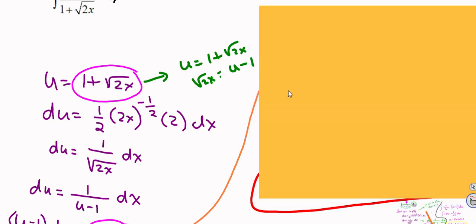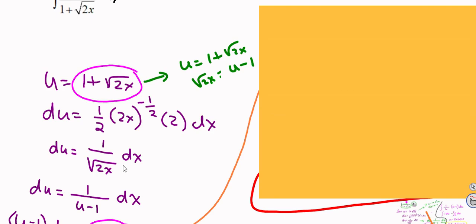So we're going to go back here, and we're going to say, well, 1 plus square root of 2x is equal to u, right? So we can isolate square root of 2x by subtracting the 1 from the u. So it is going to look different. We've never done this before. We've used substitution, but in kind of a backwards way from how we're doing it now. So I'm hoping your brains can understand this. So square root of 2x is u minus 1.